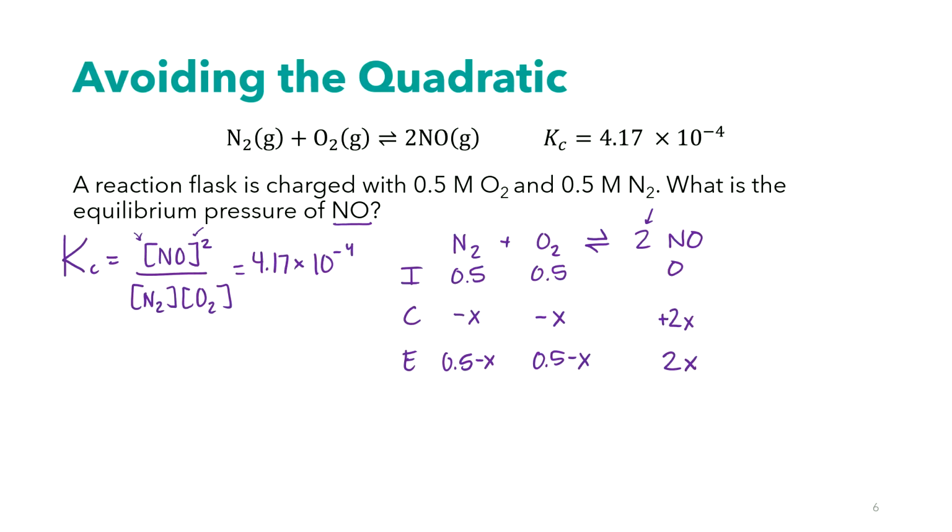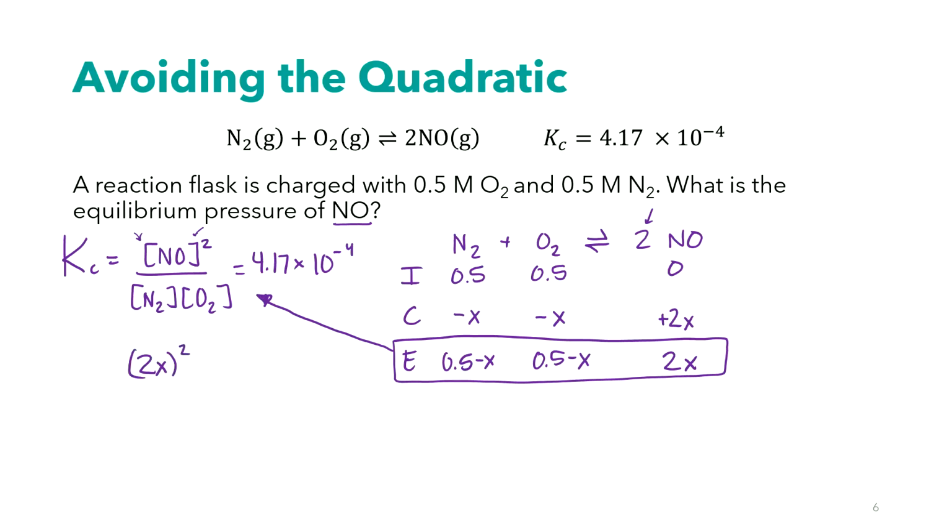Now I can take those expressions and plug them into my Kc. I'm going to take these and put them in here. So I'm going to have 2x squared, and on the bottom, I have 0.5 minus x, and that's also squared, because I've got 2 of them, and they are the same. And I know what this equals. It equals the 4.17 times 10 to the negative 4th.